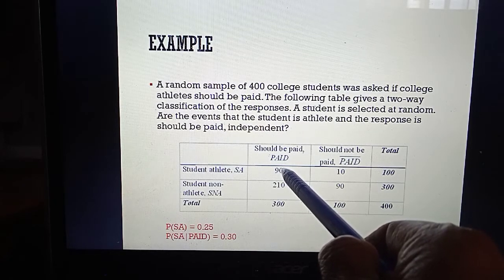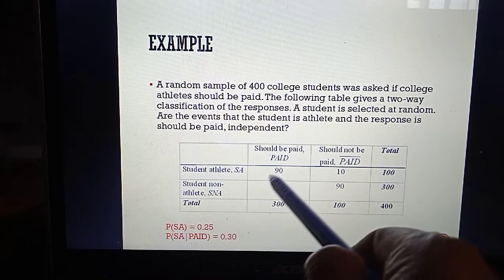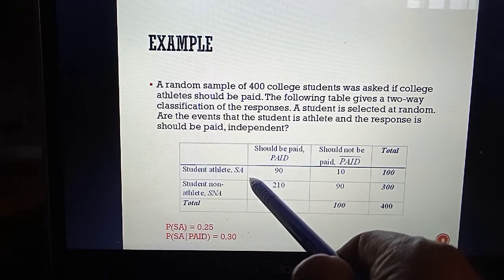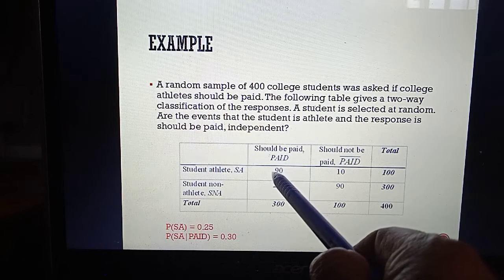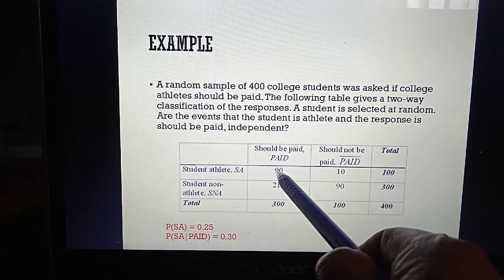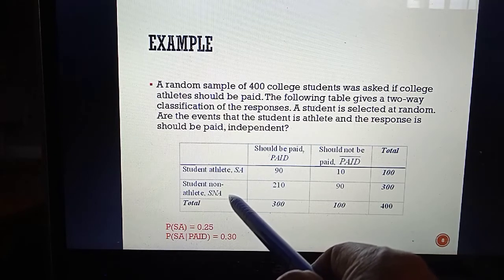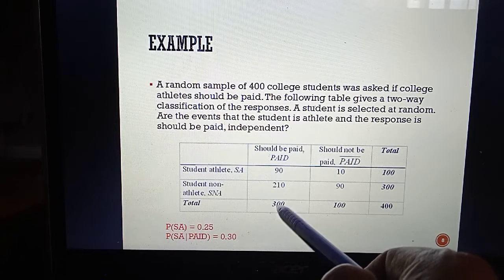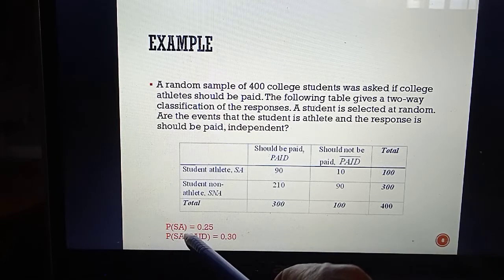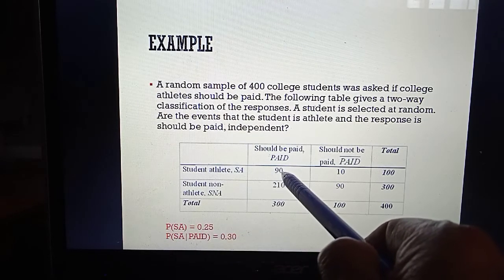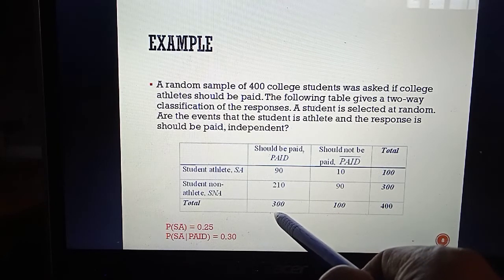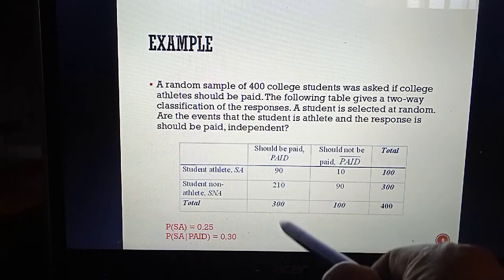Okay, and student athlete and paid is 90. Now the total of student athlete and non-student athlete is 90 plus 210, which is 300. So therefore, probability student athlete given paid is 90 over 300. Given paid, so we have to look at the column paid.